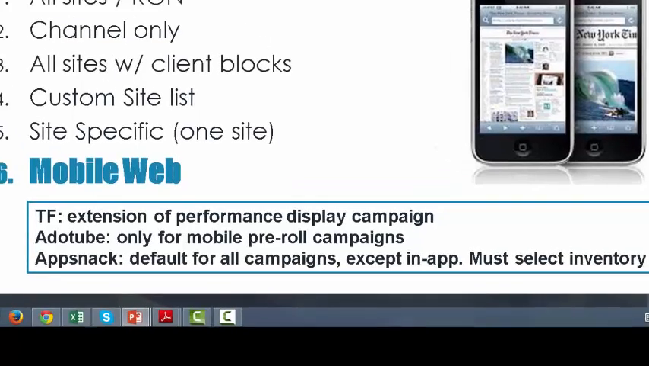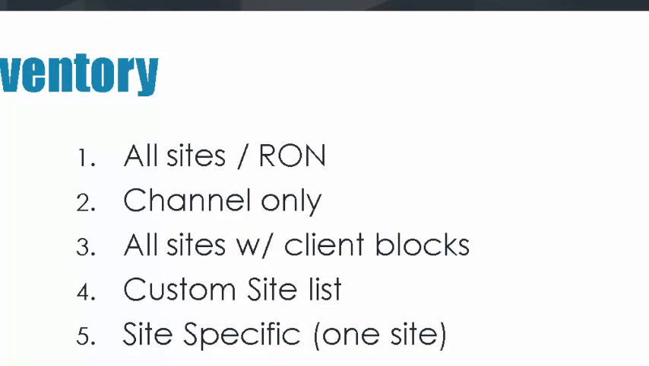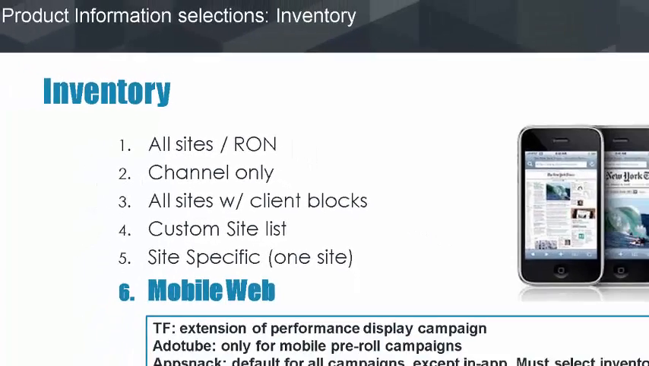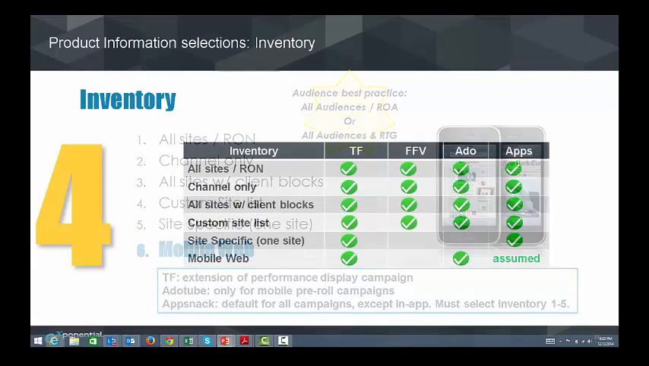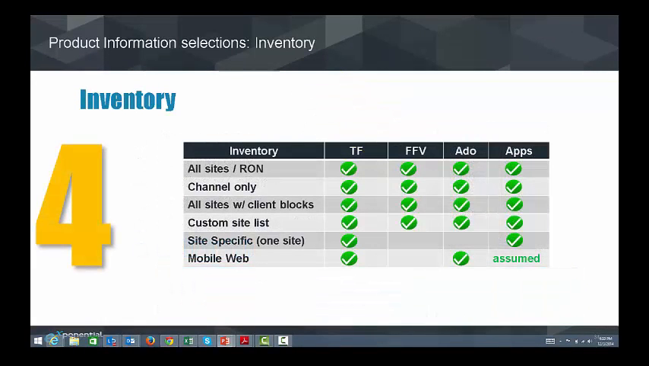Therefore, you should always select another inventory targeting in this list, 1 through 5, for example, channel only, as mobile web is assumed as always on. So in summary, here's the inventory targeting matrix as broken out by division.